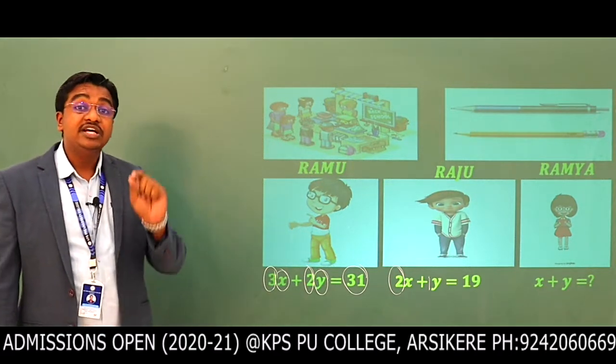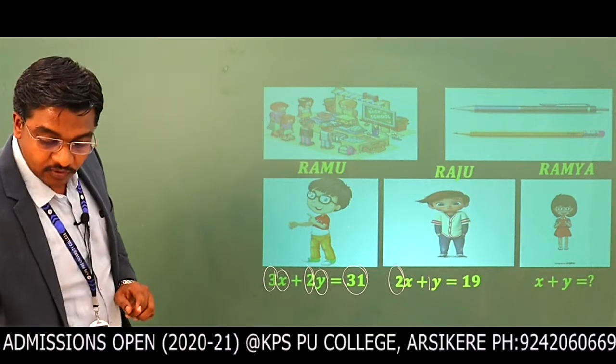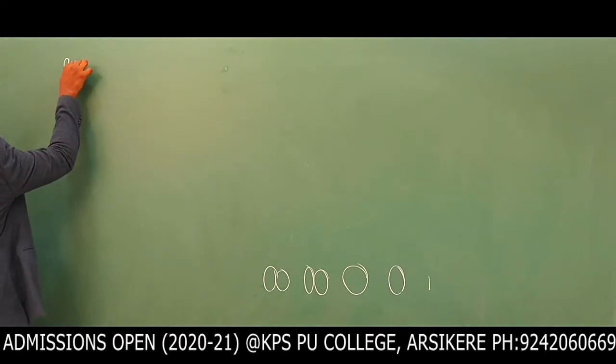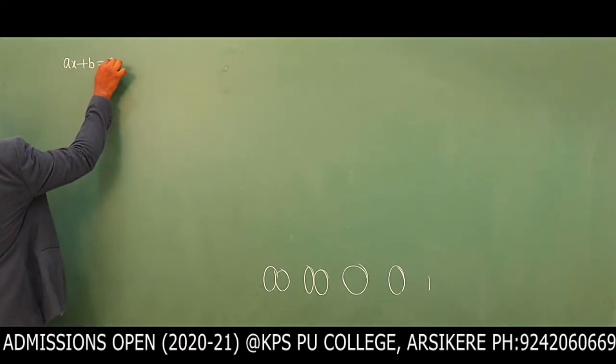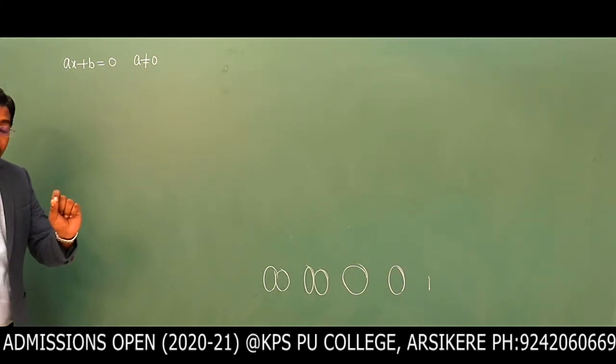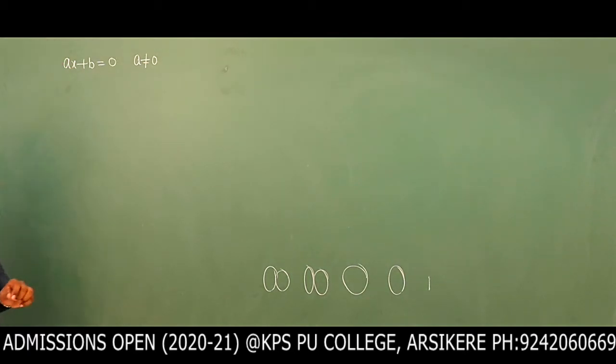So now we will move to the general form of a linear equation. First I would like to discuss the general form of the linear equation with one variable. The general form is ax plus b is equal to 0. And remember, the value of a is never 0, a is not equal to 0. Why is it not equal to 0? When a is equal to 0, this whole term becomes 0. We are left with only the constant, that is b. That's why the value of a is not equal to 0.